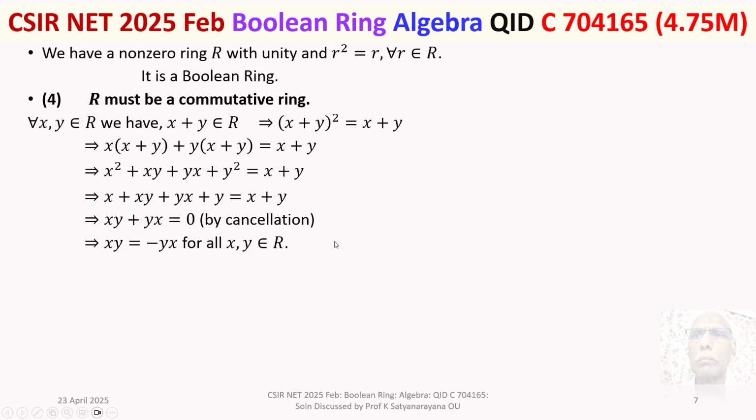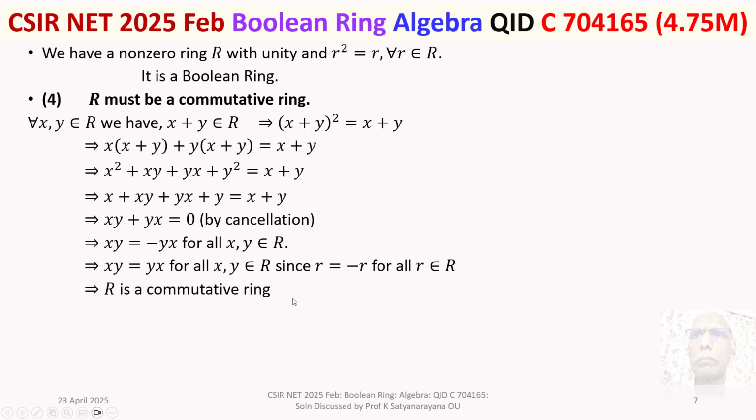Just now we have seen minus r is equal to r for all r belongs to R. Therefore, minus yx is plus yx. So xy is equal to yx for all x, y belongs to R, because r is equal to minus r for all r belongs to R. That means every pair of elements commute. Therefore, it is a commutative ring. So R is a commutative ring. Thus, option 4 is true.